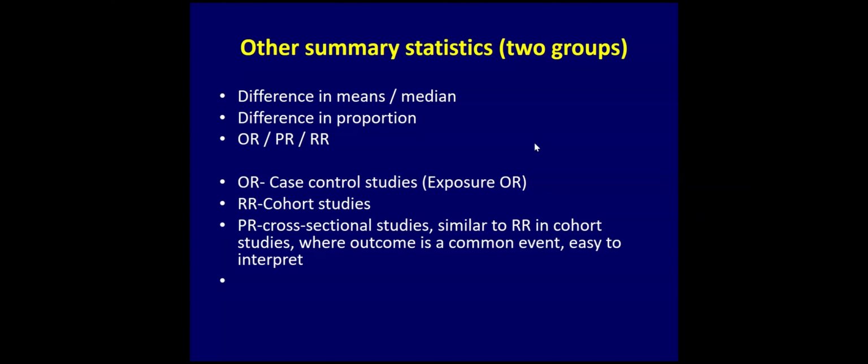Then comes difference in proportion. One group has 40%, the other group has 60%. The difference is 20%. Then comes relative risk, prevalence ratio, and odds ratios. We'll talk about these and also try to understand when to use what. The focus of this lecture is what a measure of association is. It is not just giving the p-value. It is giving how big this association is and also when to use what.